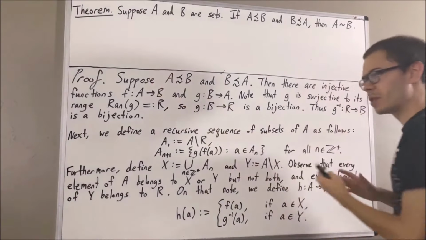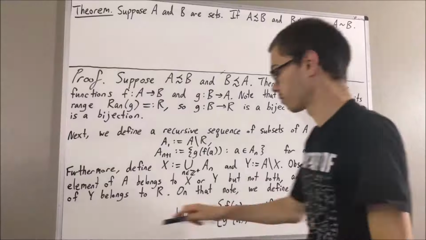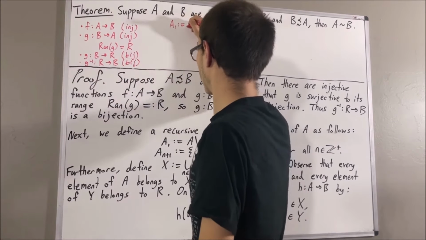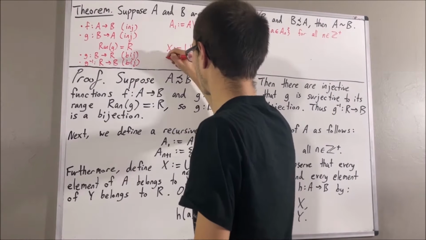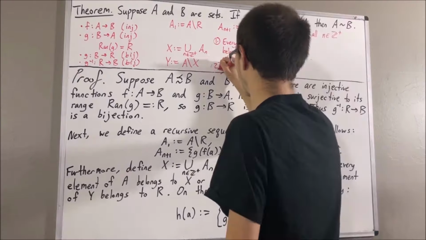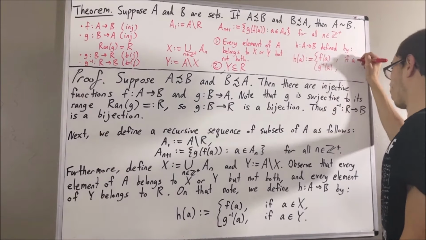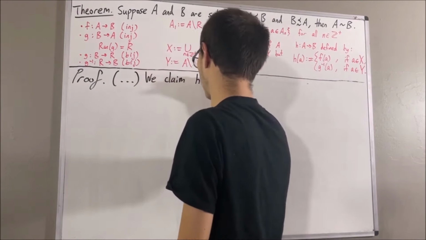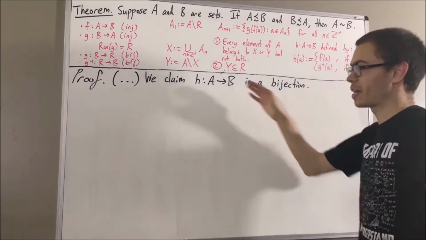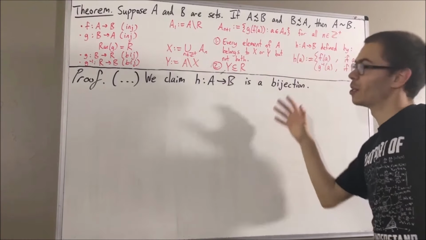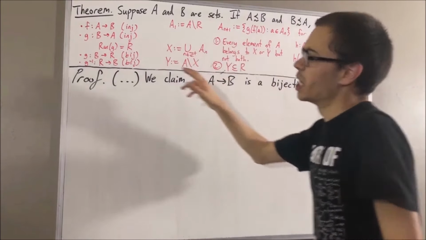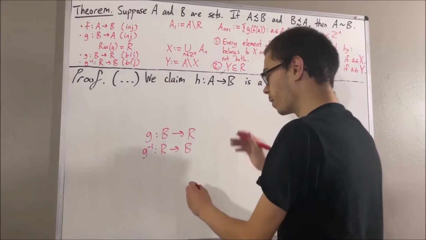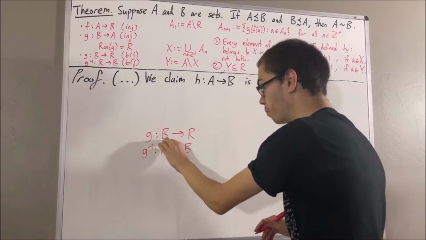We're gonna have to move back into the top, so let me just write down some important things up here. Now, we're going to show that H is a bijection from A to B. But before we do that, there's another thing I would like to write up here. Notice, G is a function from B to R, and G inverse is a function from R to B. From here, we know that G inverse compose G is a function from B to B.